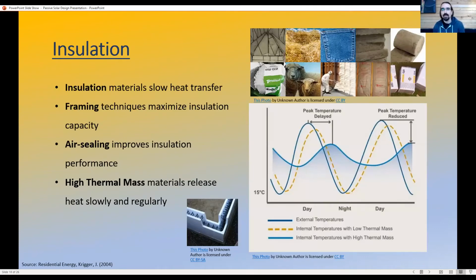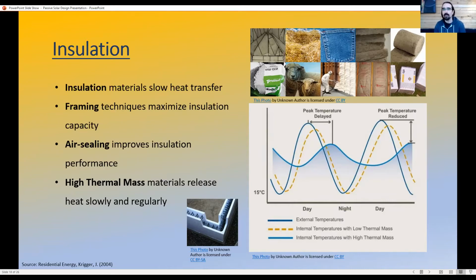These insulation materials, there are many options for insulation material, and there are various areas where you may want to use different types of insulation. The framing techniques that you use in your walls will maximize the amount of insulation in the walls, and that can be very important in a passive design setting. Remember, if we're not heating the house actively, if we're trying to use just the energy from the sun, we don't want to lose the energy that we've gained from the sun quickly. So capturing it, storing it in the house, and not letting it escape quickly becomes very important.